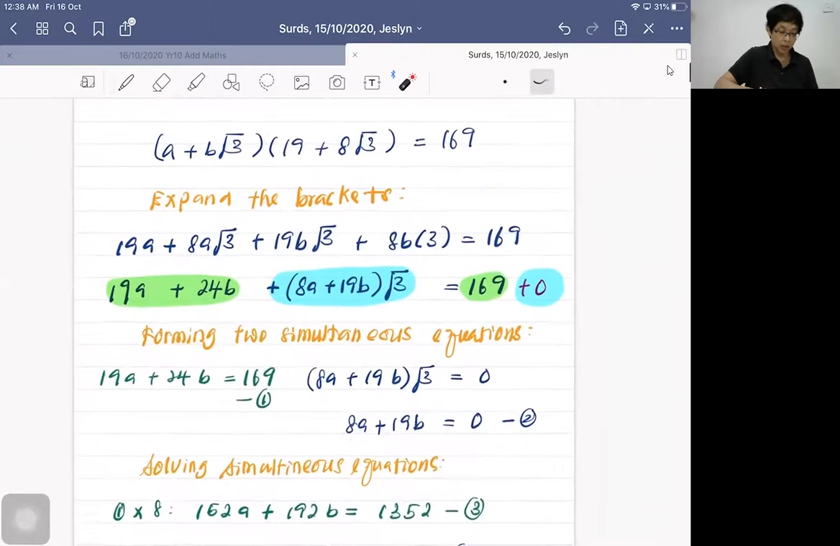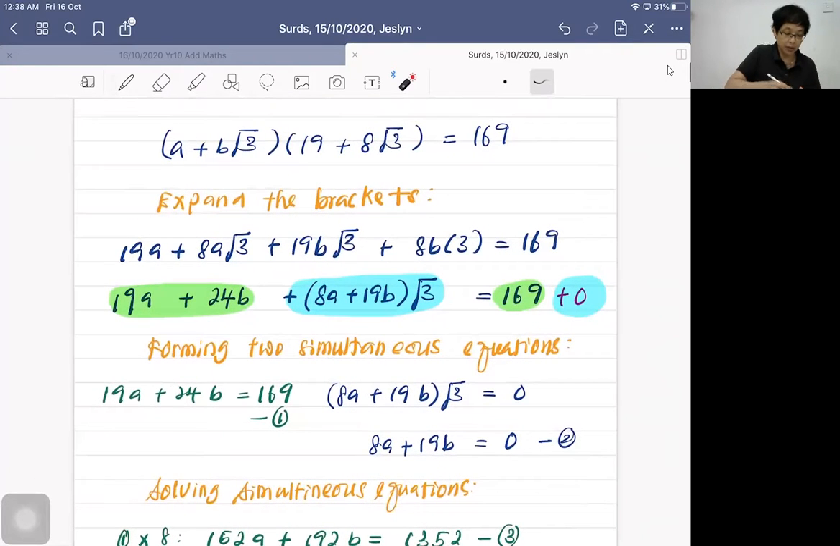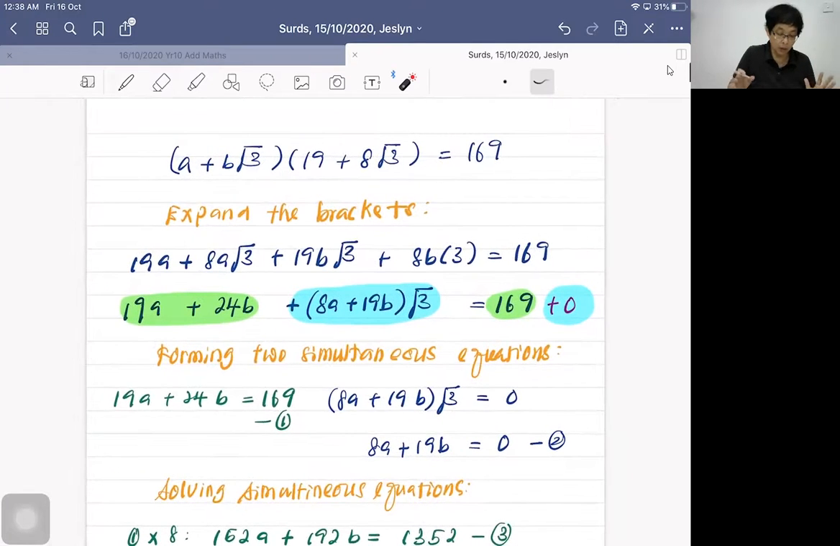Okay, from there, we just comfortably expand the brackets that we have here. So A multiplied by 19, we got here, and then we expand this accordingly. We got 19B√3, and then B times 8, and √3 multiplied by √3 we got 3, which equals 169. And then by putting the two sides together, we observe the comparison.